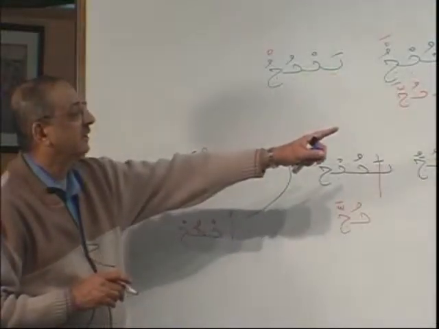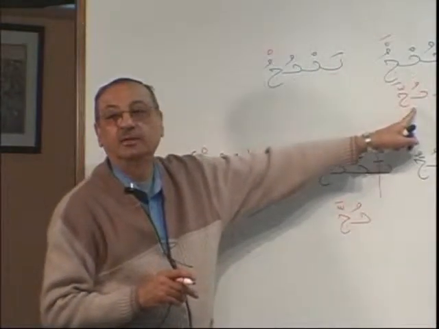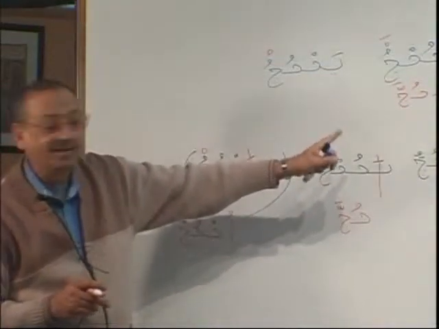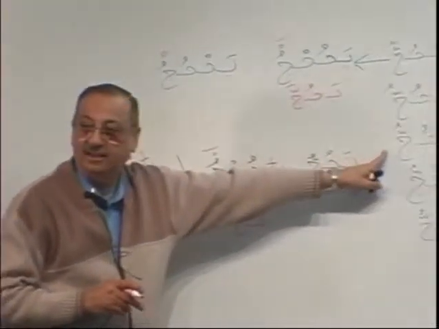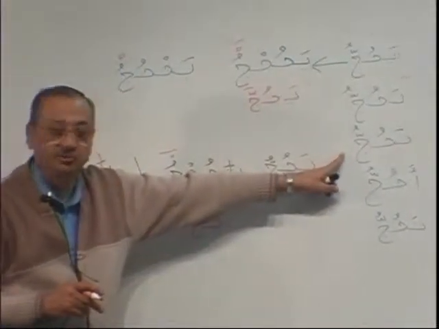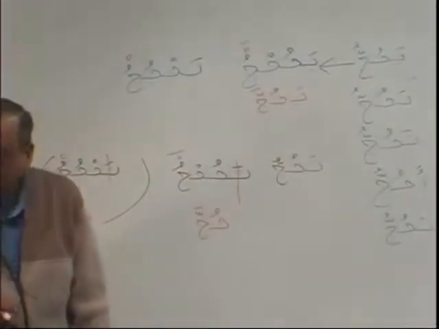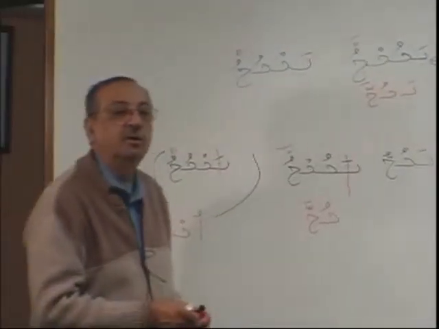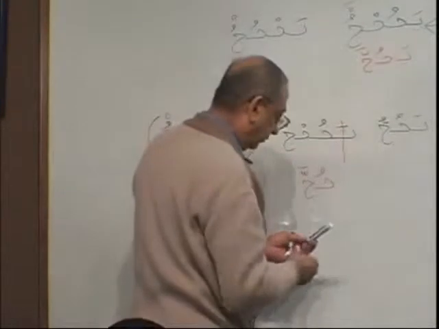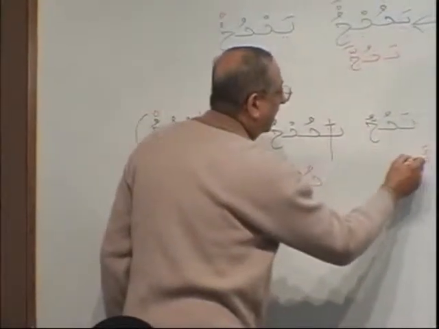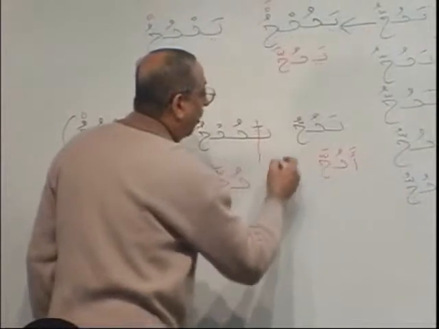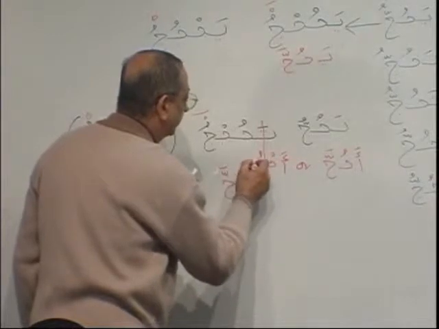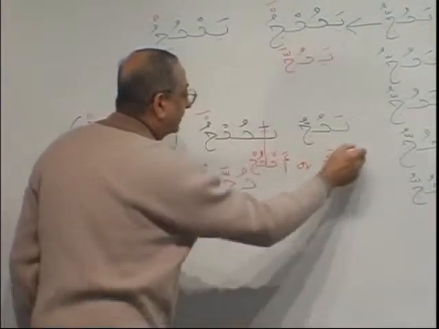So, brothers and sisters, tahujju, make it majzoom: tahujja, or tahjuj. Right? Make anta tahujju majzoom, you will say tahujja or tahjuj. Make ahujju majzoom. How will I make ahujju majzoom? I will say ahujja, or I will say ahjuj. Are you with me, brothers and sisters?